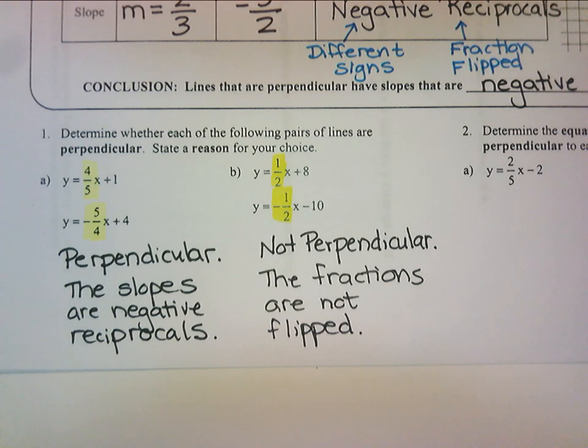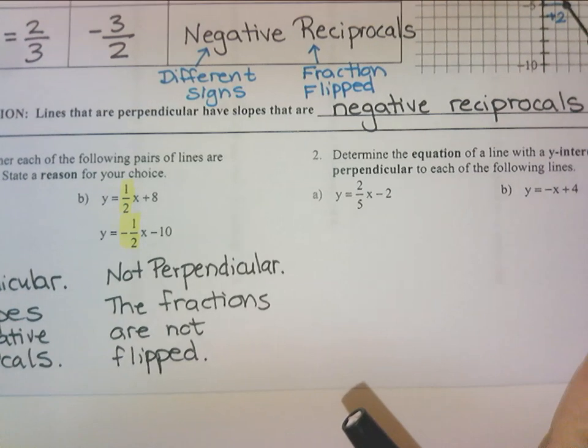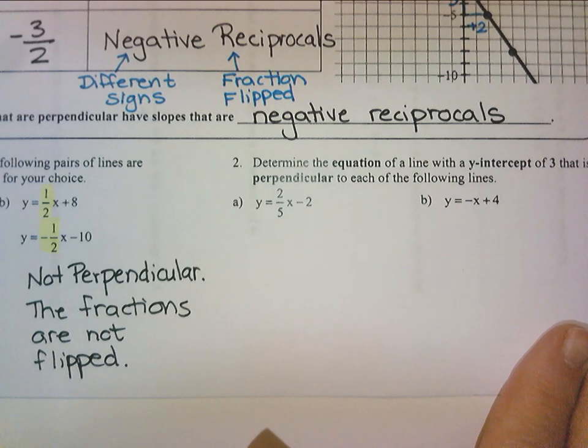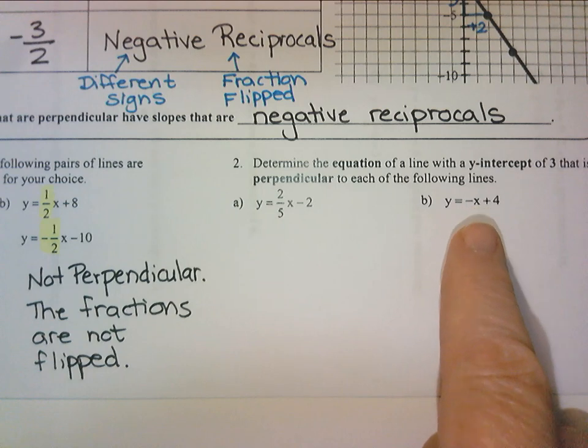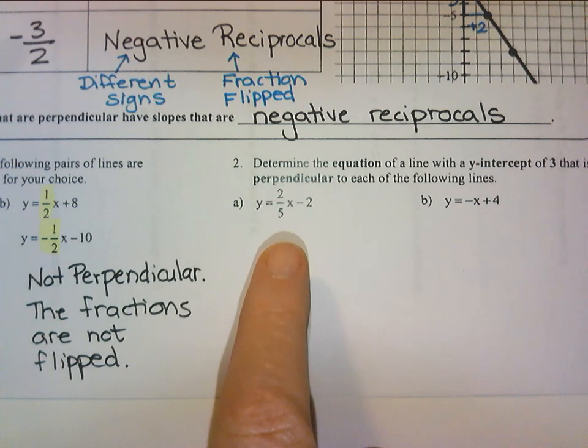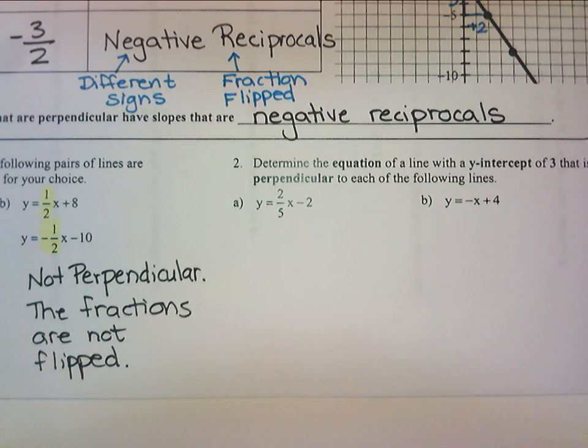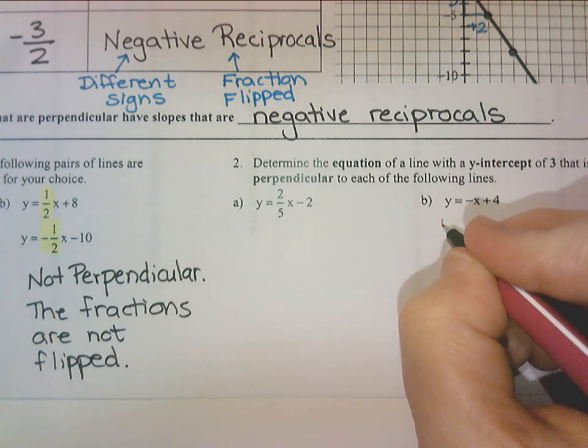Okay, we do have one more question. This is question number 2. It says determine the equation of a line with a y-intercept of 3 that is perpendicular to each of the following lines. I think we're going to try doing B together, and then I'm going to have you do A on your own. So looking at this, if we're doing an equation, it is y equals mx plus b.